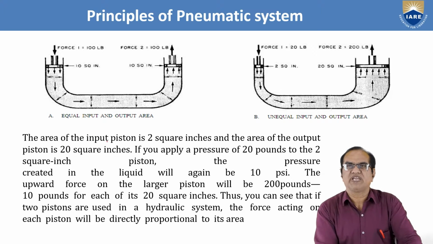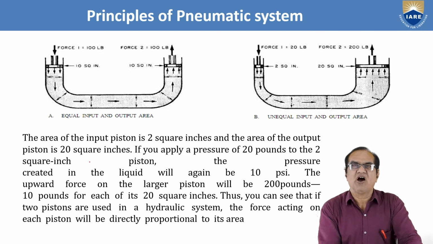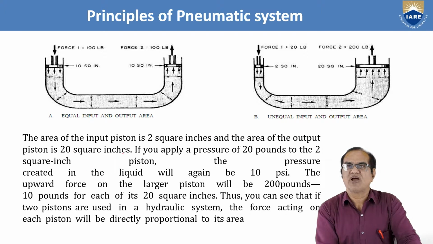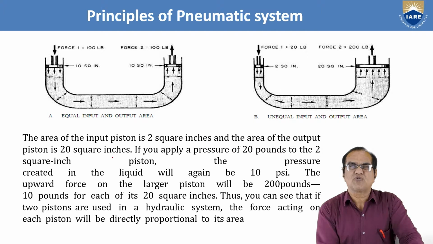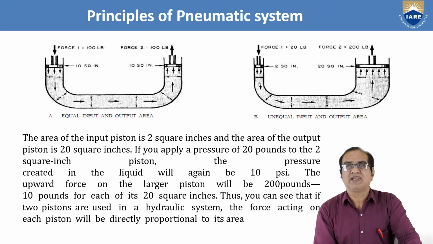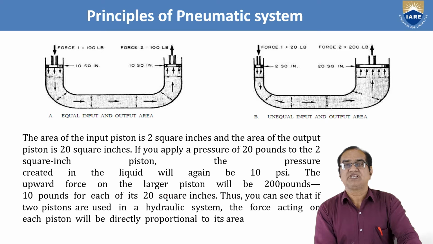You can see here that the area of the input piston is 2 square inches and the area of the output piston is 20 square inches. If you apply a force of 20 pounds to the 2 square inch piston, the pressure created in the liquid will be 10 psi. The upward force on the larger piston will be 200 pounds, 10 pounds for each of the 20 square inches.